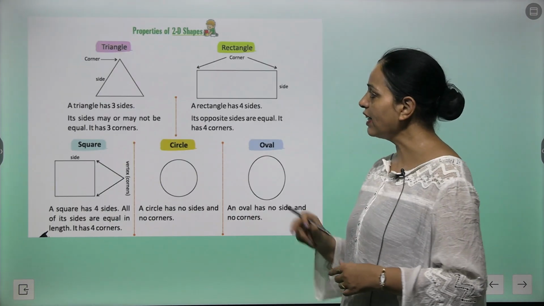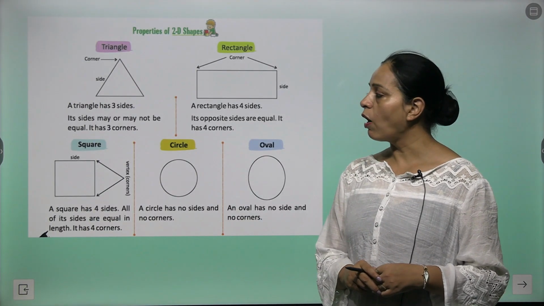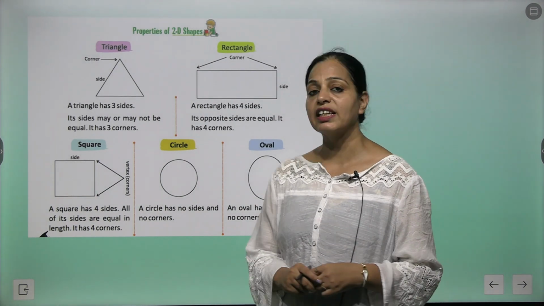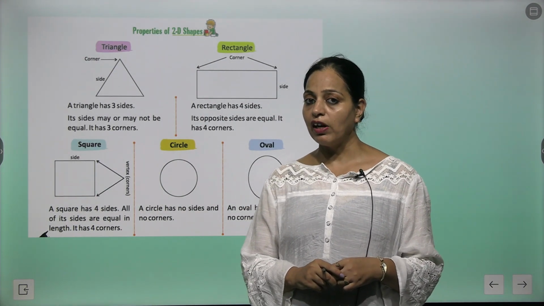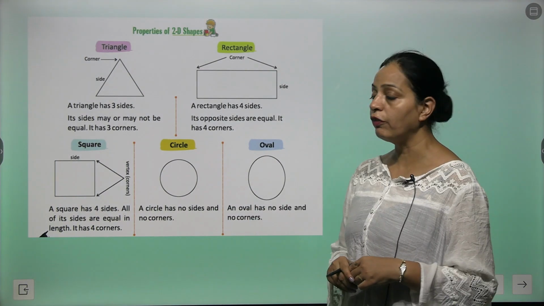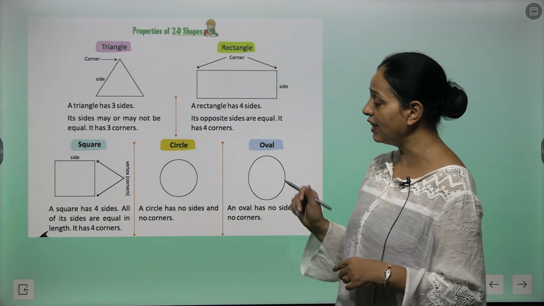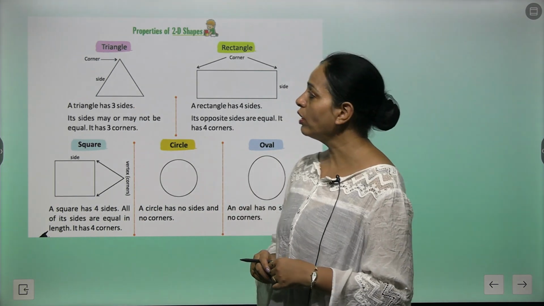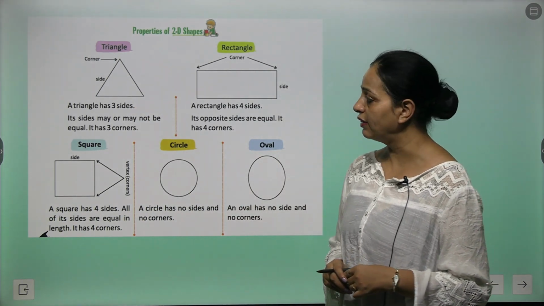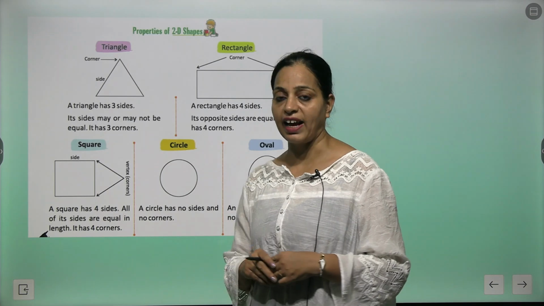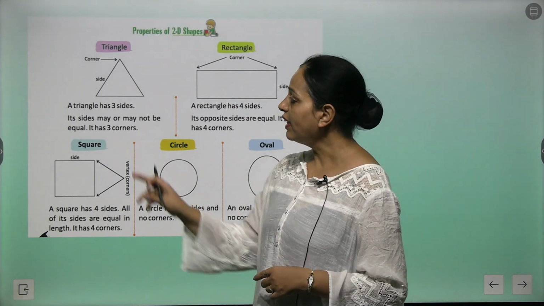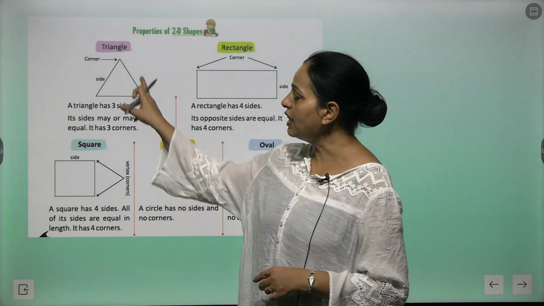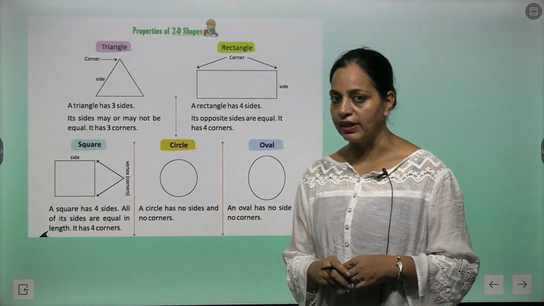So now see next. Now we are talking about properties of 2D shapes. Now the first one is a triangle. You know very well about triangle? Okay, it would be more clear to you. Let's start. This is a three-sided figure. So it is said to be a triangle. A triangle has three sides or three edges. Its sides may or may not be equal. It has three corners or three vertices.